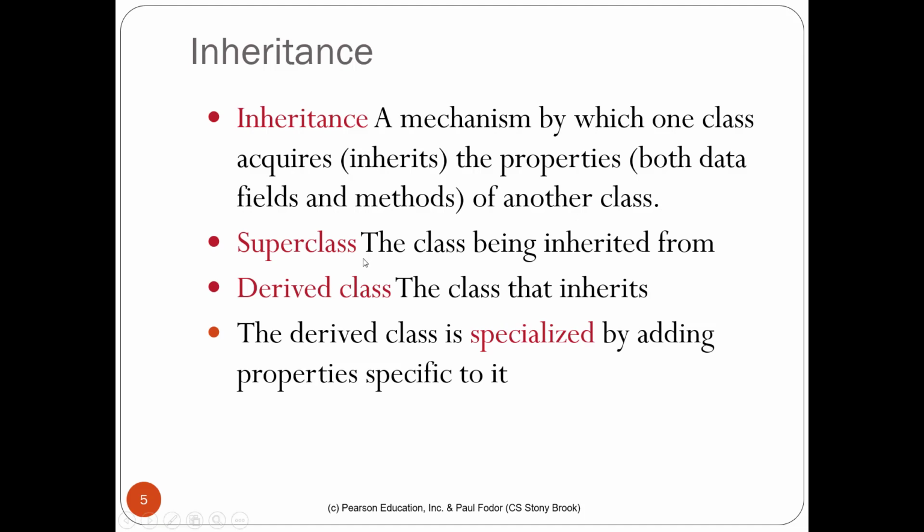So now what is a superclass? The class being inherited from is your superclass. That means in the example that we had, mammal is the superclass. Because the two other classes that we have, the dog and cat, are the derived classes or the child classes, and they will inherit the properties from the superclass, which is the mammal class. Now the derived class is specialized by adding properties specific to it.